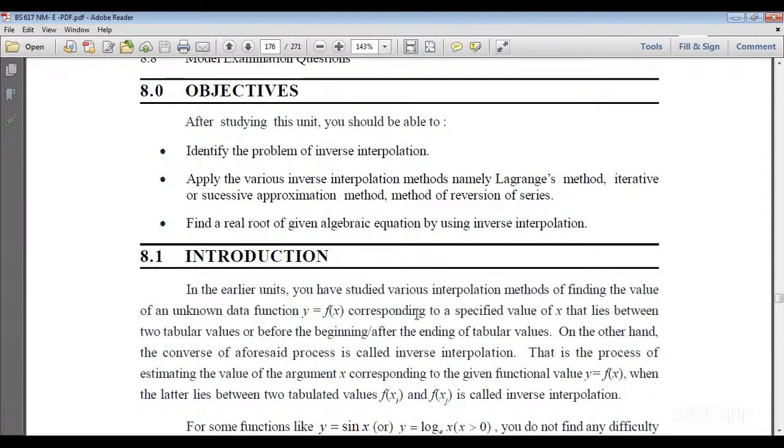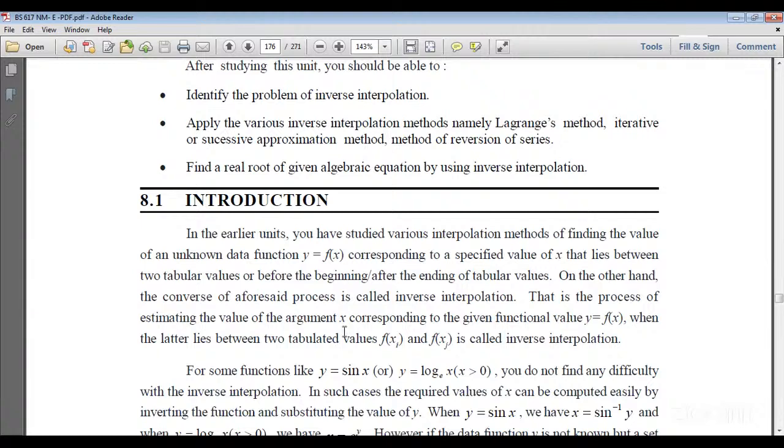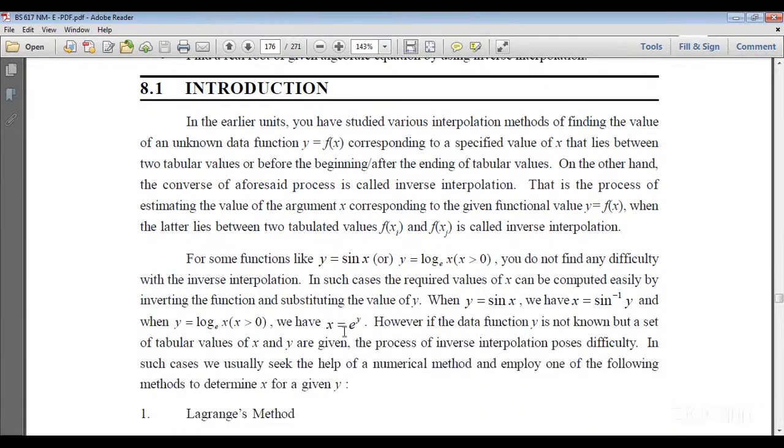Earlier we learned various interpolation methods in finding the value of the unknown data function y equal to f of x corresponding to a specified value of x that lies between two tabular values, or before the beginning or after the ending tabular values. On the other hand, the converse of this process is called inverse interpolation. That is the process of estimating the value of the argument x corresponding to a given functional value, when the latter lies between the tabulated values f of x0 and f of xn.